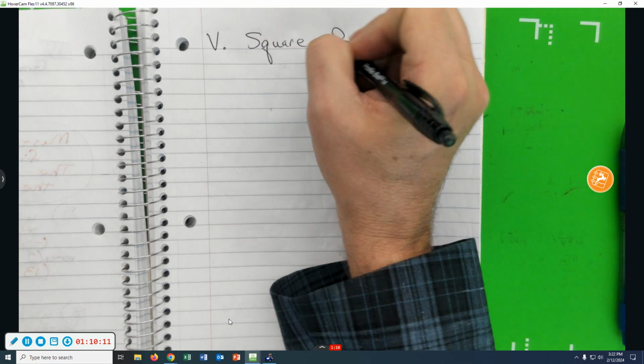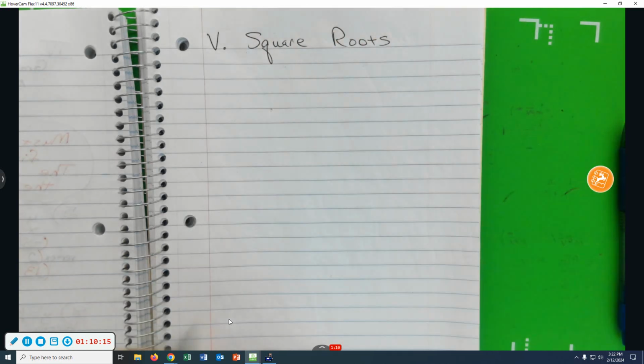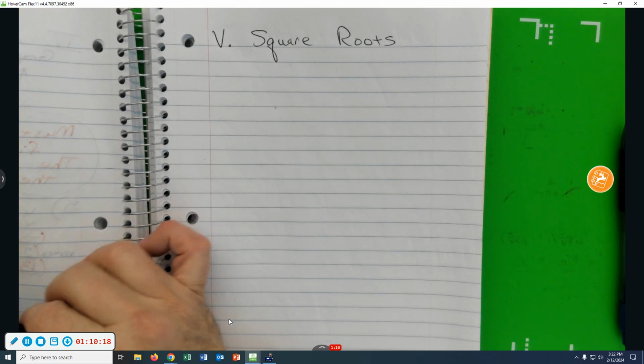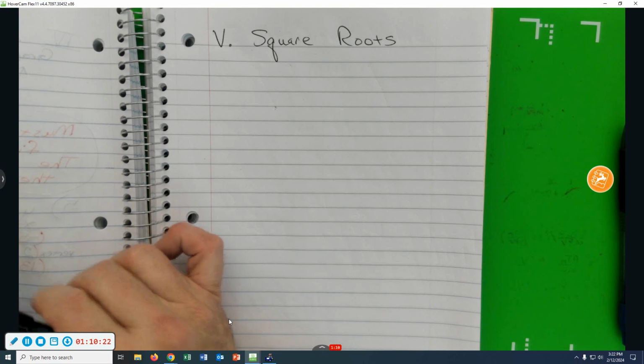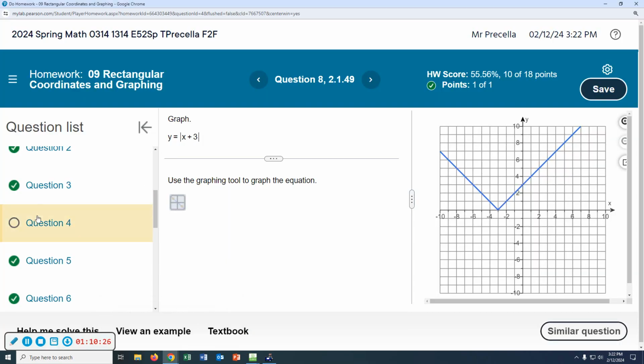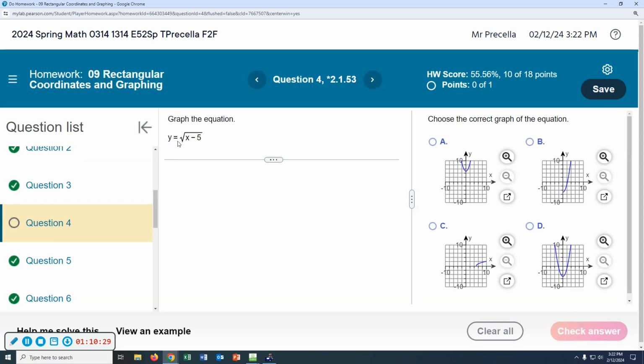Square root equations. I wonder how we'll know when we have a square root. How do you think we're going to spot that? Look at number 4. If it's a square root equation, what do you see that indicates that? The square root symbol. It's easy to spot the ones that are square roots. Now, there's not a graphing tool built into this course for square roots, so it'll be handled with multiple choice. We'll just graph it on paper and then choose the graph that looks the closest. Y equals the square root of x minus 5. This is number 4. Y equals the square root of x minus 5.